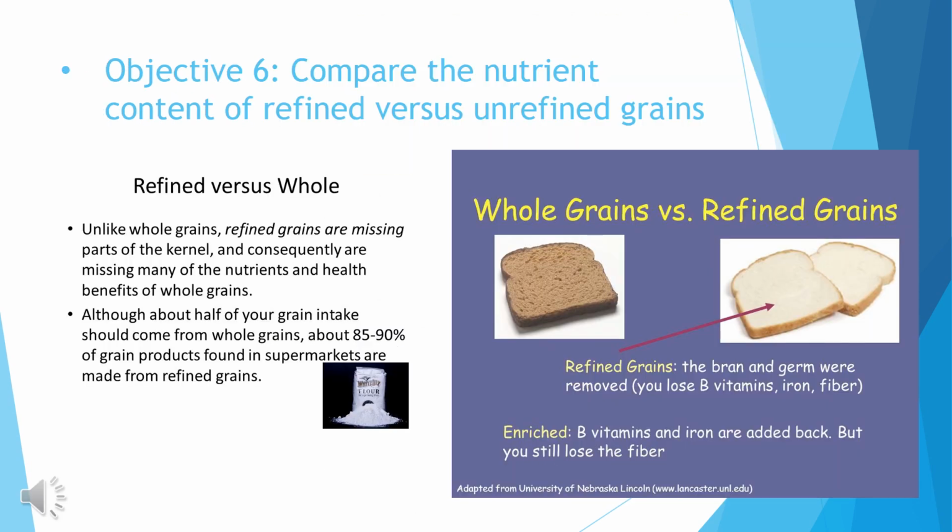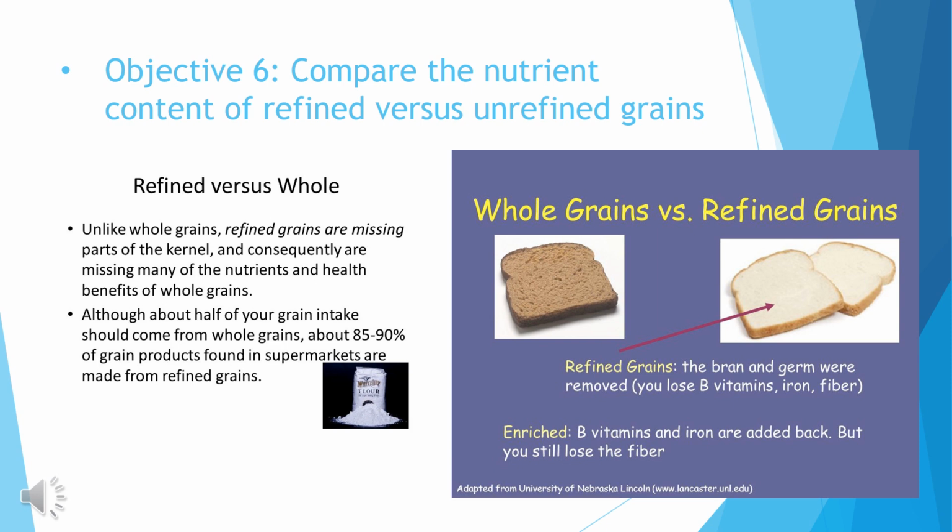So finally, objective 6. Let's look at the nutrient content of refined versus unrefined grains. When we talk about refined versus whole grains, unlike whole grains, the refined grains are missing parts of the kernel, which is why they're easier to digest. But consequently, they're missing many of the nutrients and the health benefits of whole grains.